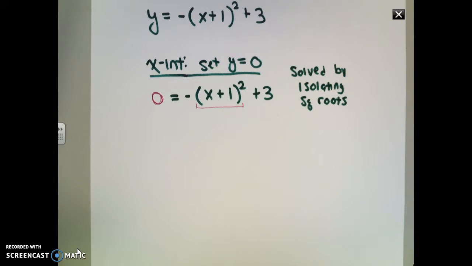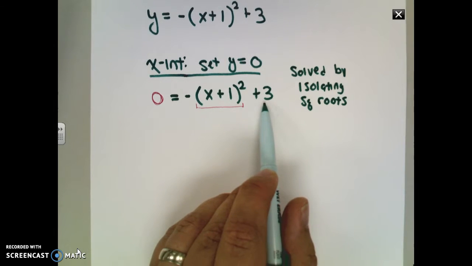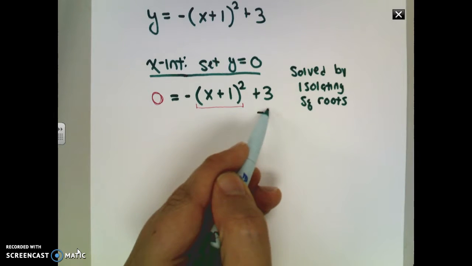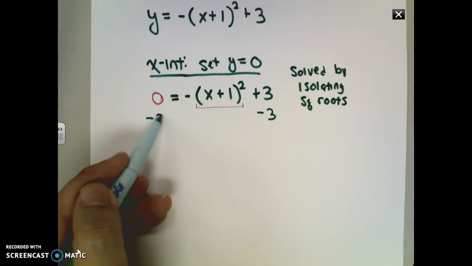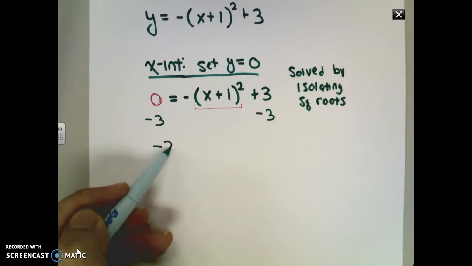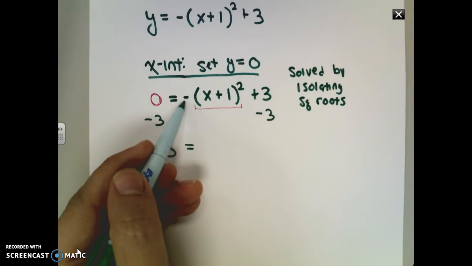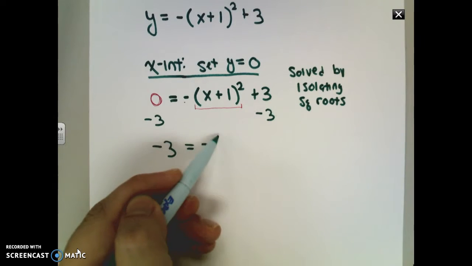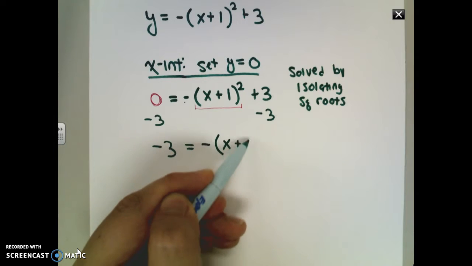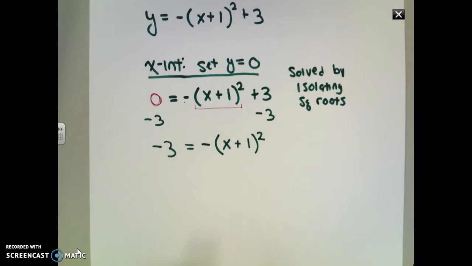So the obvious choice to start with is to get rid of this +3, which means I'm just going to subtract the 3 from both sides. This will be -3 equals, there's still a negative sign in front here that we cannot forget about. So I'm going to rewrite my problem as such.